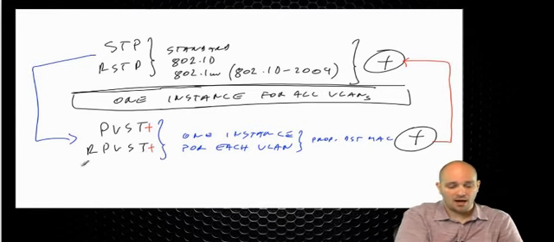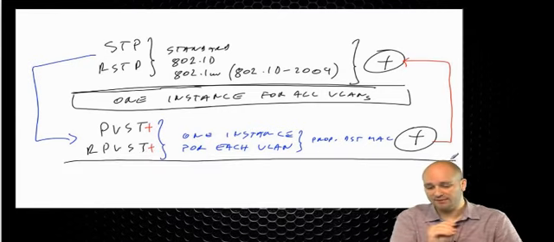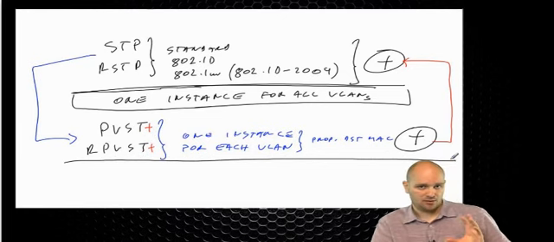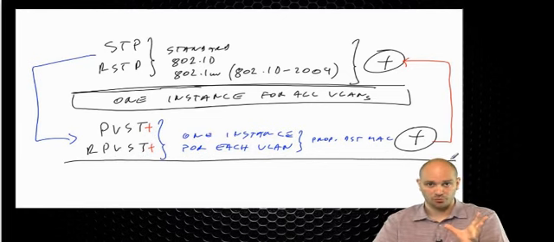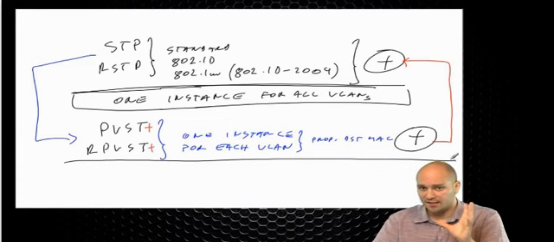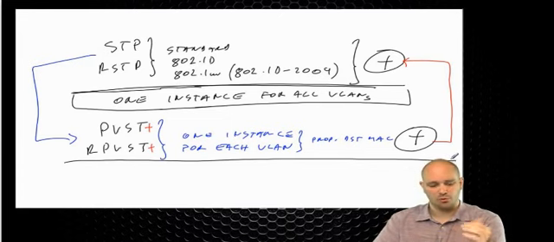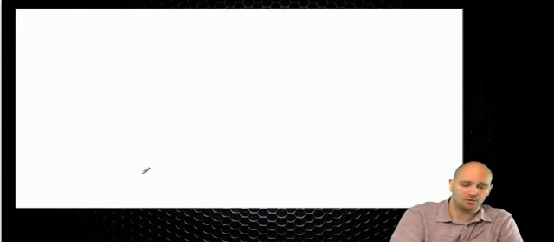Now, IEEE realized that their approach, that one instance to rule all the VLANs or one ring to rule them all, is not exactly the best approach. So they looked at Cisco's solution, which was to run one instance for each VLAN, which is also an overkill. And let me show you why it is an overkill.